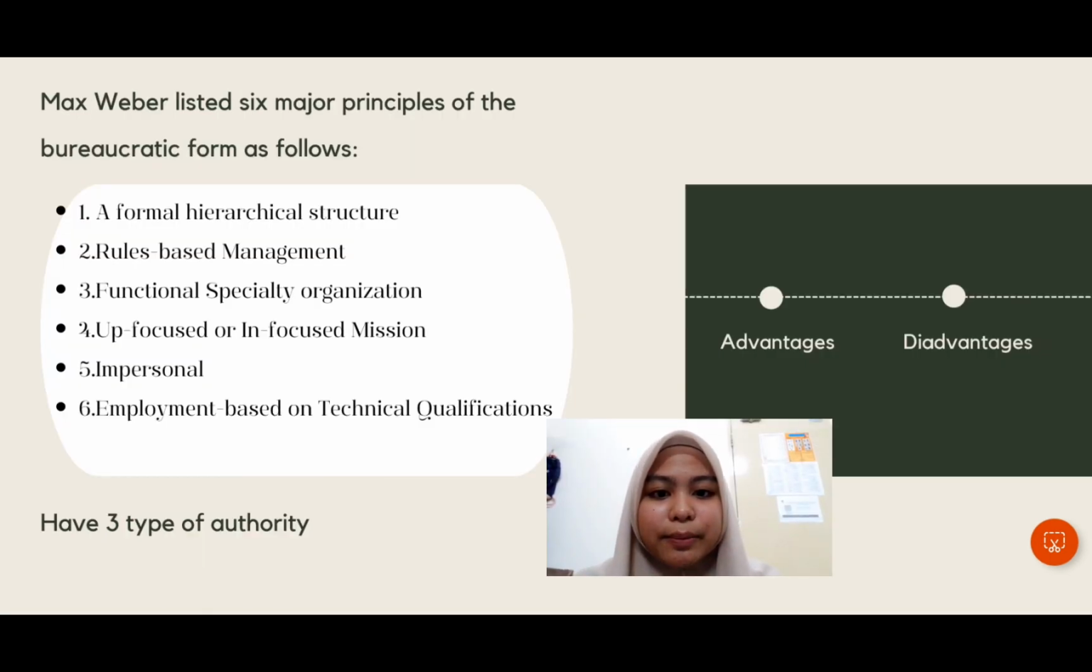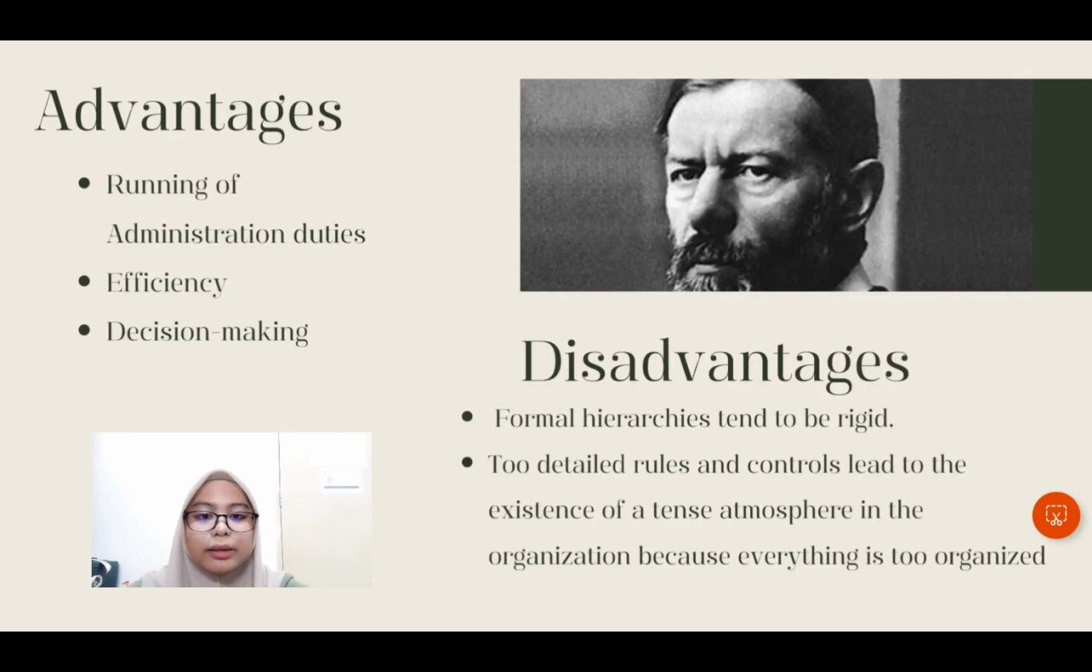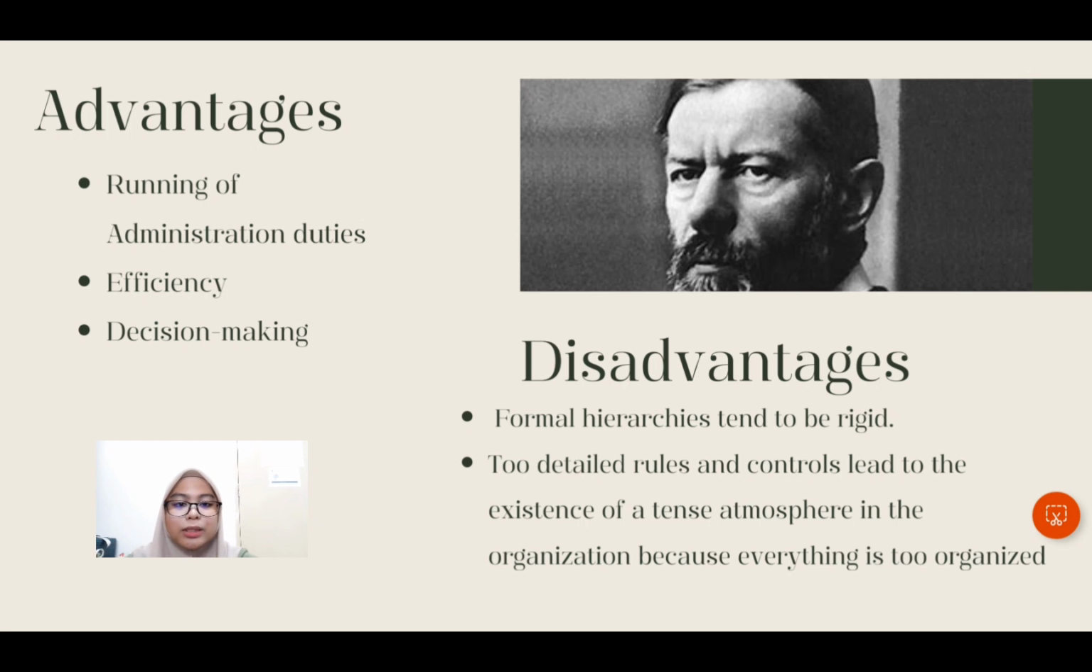Weber lists six major principles of bureaucracy as follows. First, a formal hierarchy structure. Second, rules-based management. Third, functional specialization of the organization. Four, a focus or in-focus mission. Five, impersonal. Six, employment based on technical qualification. There are also three types of authority. The advantage of the theory of Max Weber is the running of administration duties. The key responsibility of bureaucracy is to run the day-to-day administration in accordance with the policy, law, rules, regulations, and decisions of the government. The political executive simply exercises quality public function. Hence, bureaucracy is very important for controlling and supervising function.